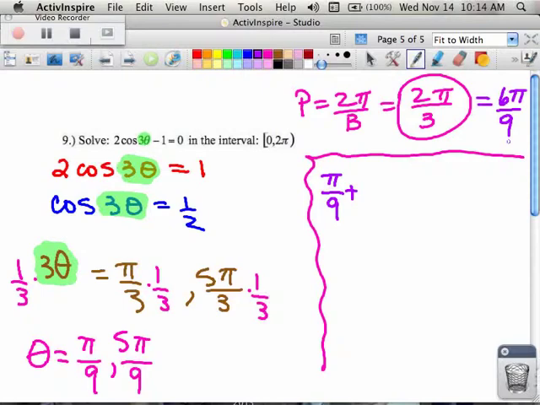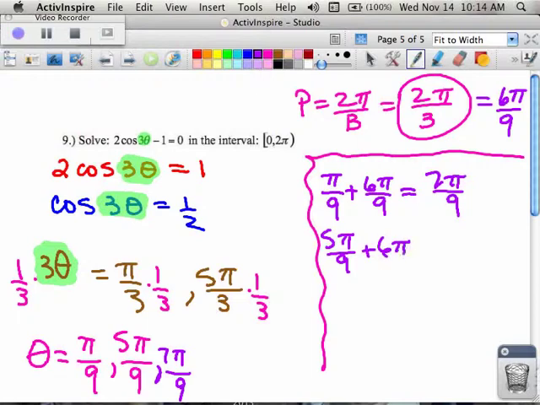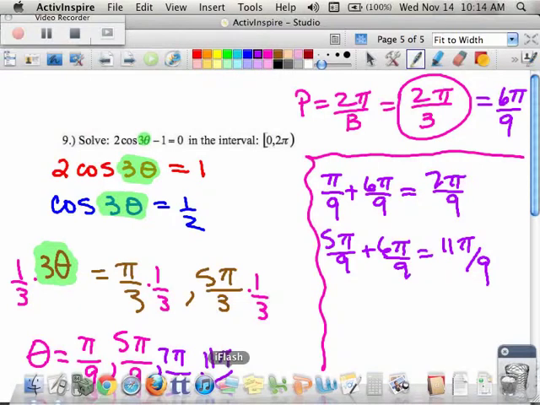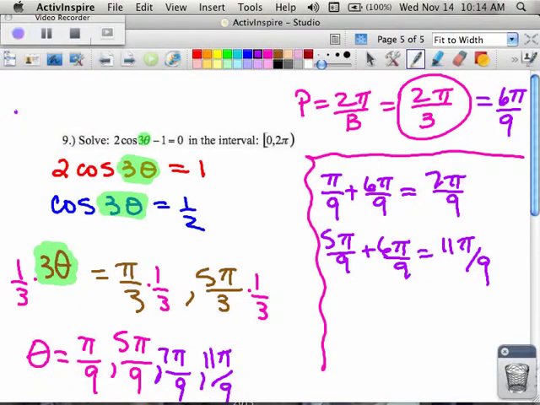So now I add on 6 pi over 9 and get 7 pi over 9? Yep. So that's my next answer, 7 pi over 9. Oh, I do it again, but I do it this time for the 5 pi over 9. So 5 pi over 9 plus 6 pi over 9 makes 11 pi over 9. Darn it! I only have 4. What to do? Add them to the new answers. You have 4 of them.